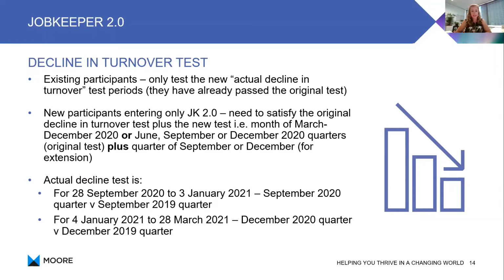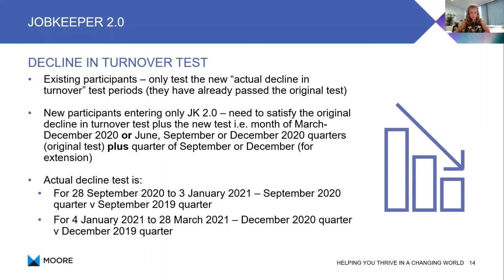For the second, we have to retest, and we're going to retest the December quarter against the December quarter last year. No monthly testing, it's gone. So you have to be down, we'll base it on the 30%, you have to be down 30% for the whole quarter. And that's not 30% for 1 month in the quarter, it's the overall quarter that's down. Now, to be eligible from the 4th of January to 28th of March, you're testing the December 20 quarter.